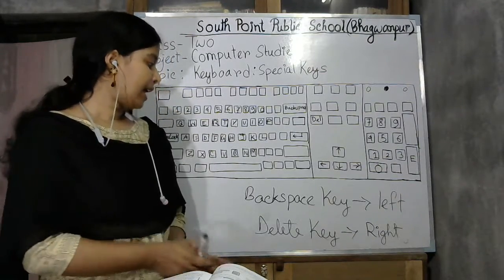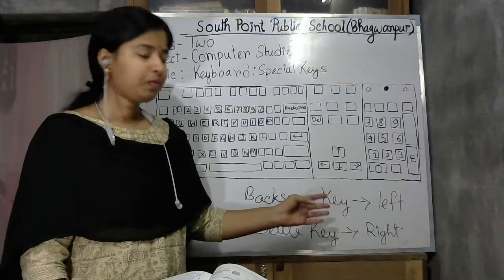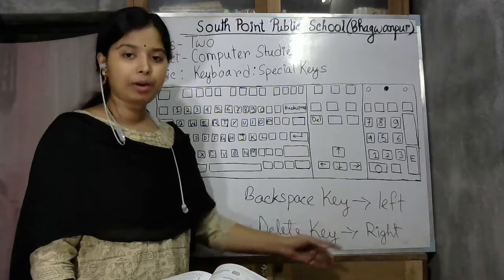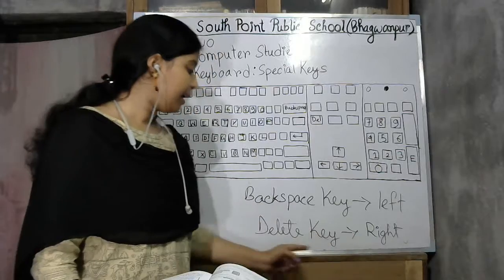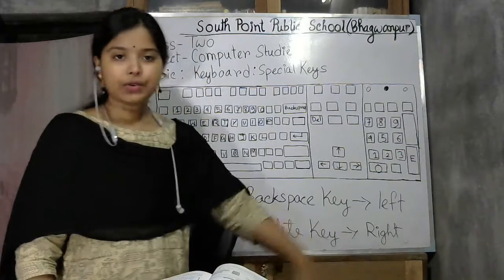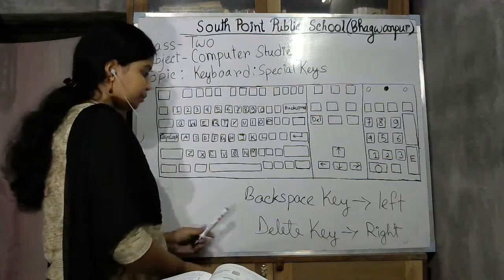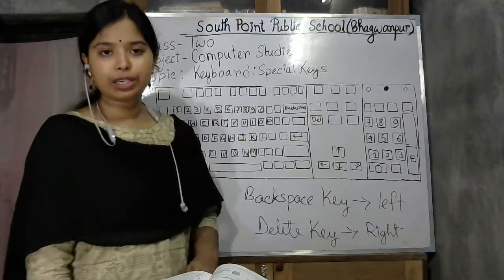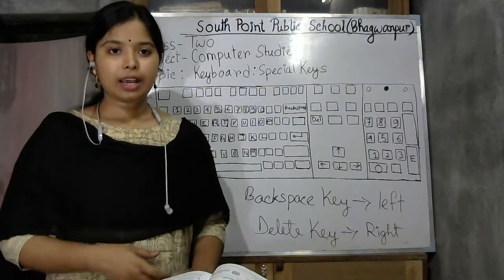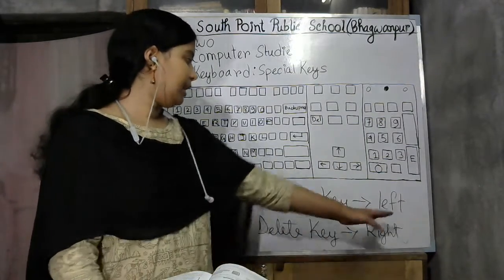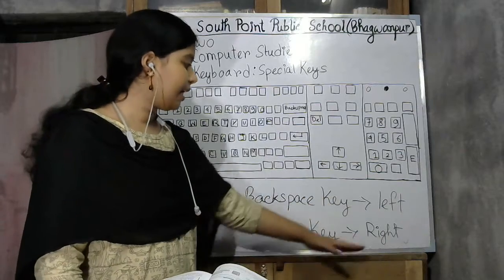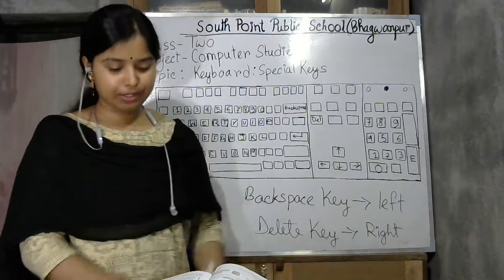So backspace key we use to remove the letter or number to the left side, and we use delete key on the right side. Both remove numbers or letters, but backspace key on the left side of the cursor and delete key on the right side of the cursor.